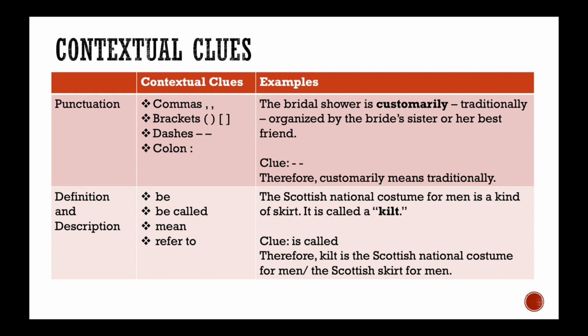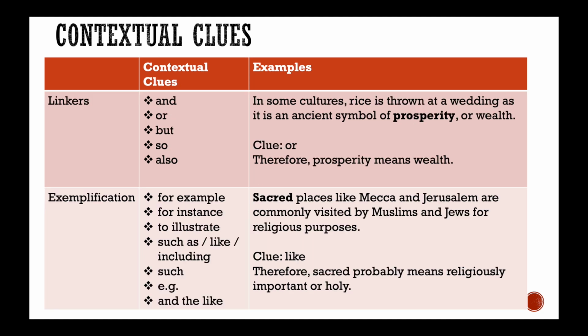The second way to guess vocabulary is looking for definitions and descriptions of some unknown words in a text. They are usually given with the verbs such as be called, etc. Let's have a look at an example. There are two sentences here. Let's read them. The Scottish national costume for men is a kind of skirt. It is called a kilt. As you can see here, our clue is called, and thanks to that clue, we understand that kilt is the Scottish national costume for men, or in other words, the Scottish skirt for men.